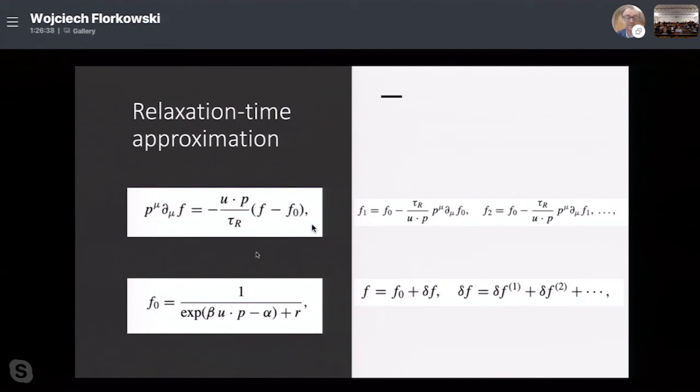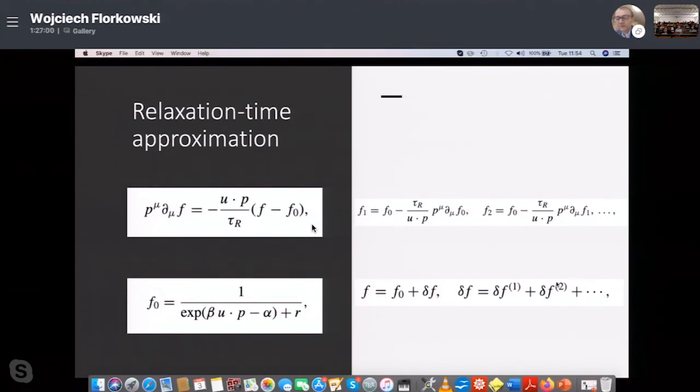Actually, it became a very popular tool to analyze different processes. How do you solve it? You simply solve it in such a way that you write F as a series, an equilibrium part plus some correction, plus some higher order correction. You put the series into the kinetic equation, and then you say that the relaxation time is small, so you can solve it order by order.